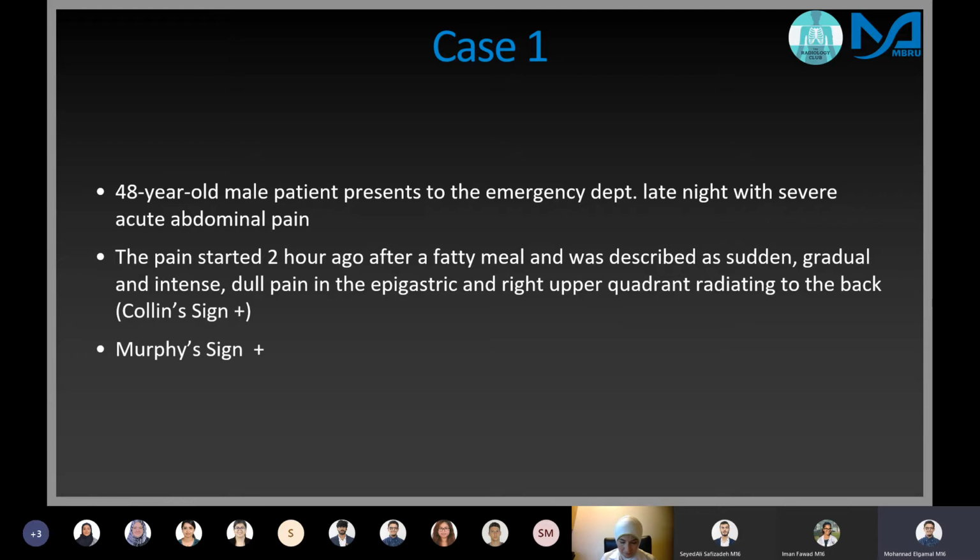So does anyone know what the differential is? Does anyone have any idea what this could possibly be? I honestly gave you a lot of the answers. Did he have any fever? No, he didn't have a fever. I have cholecystitis and pancreatitis in my differential. Yeah, so you're right. You're closer with cholecystitis, and pancreatitis is also a good suspicion because they share a common bile duct. So you would definitely keep that in mind.